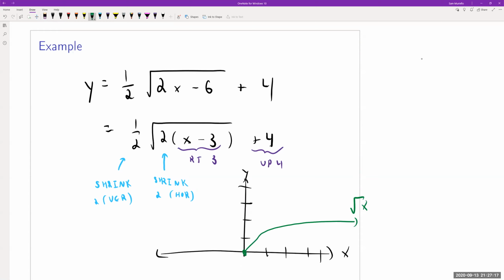So let's take the original function, square root of x, with the points through the origin, 1, 1, and 4, 2. We will make sure to do the shrink. I've got a shrink in both directions. So that means that I'll go through these points of 0, 0, 1/2, 1/2, and 2, 1.